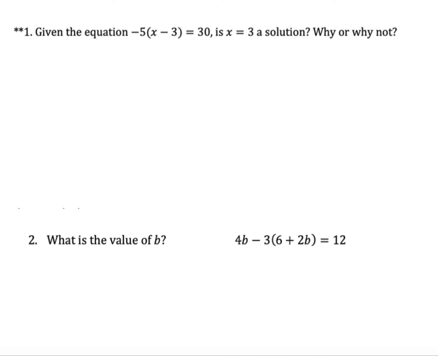So today I'm going to go over the exit ticket, just for a better review. Given the equation -5 times the quantity x minus 3 equals 30, is x equal to 3 a solution? Why or why not? Because now we're given the value for x, we don't necessarily have to solve for x here. What we can do is substitute the value of 3 into the variable x. So we write it as such.